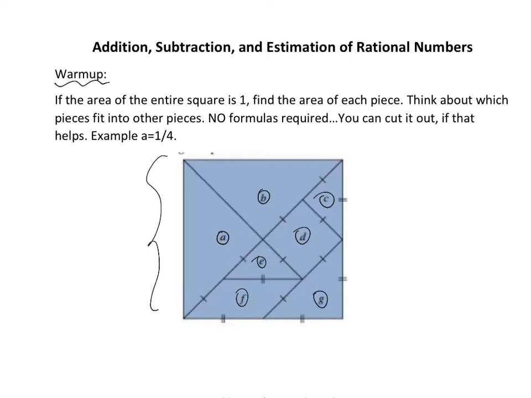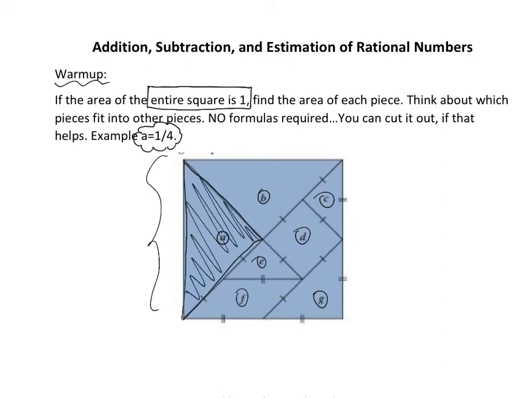And so what we know is that the entire square has an area of 1. So there's no formulas required. You can cut it out if you did print it, or try and use a pencil to kind of see how the different pieces are related to each other. And I did give you a hint of how we're going to do this, and that is that A is equal to 1/4. So if you think about the whole puzzle that I have here for you, this section right here is 1/4. So think about why that is, and how that fits into what you know about fractions. So you should pause and try and figure that out.